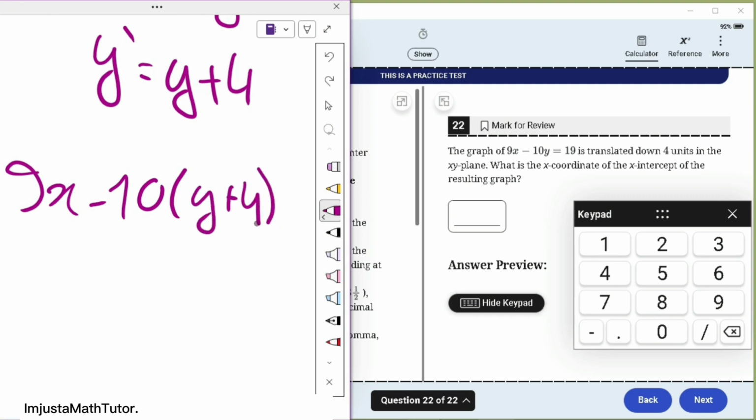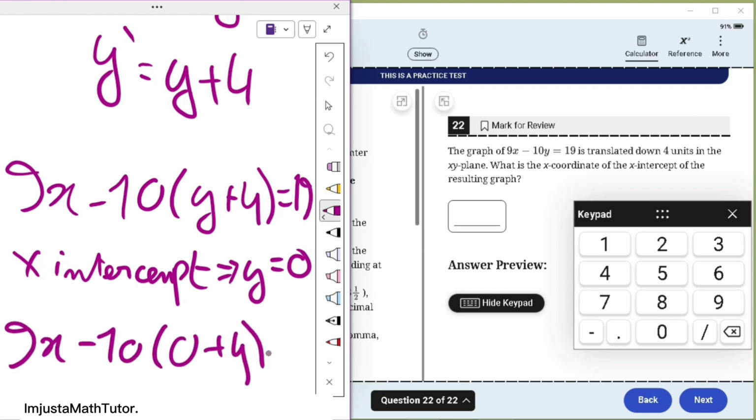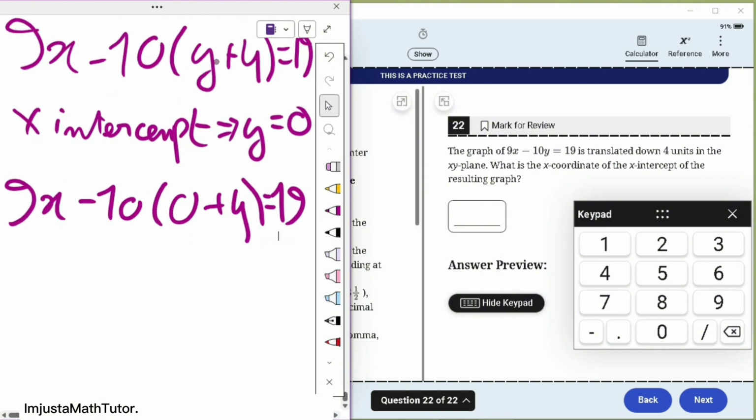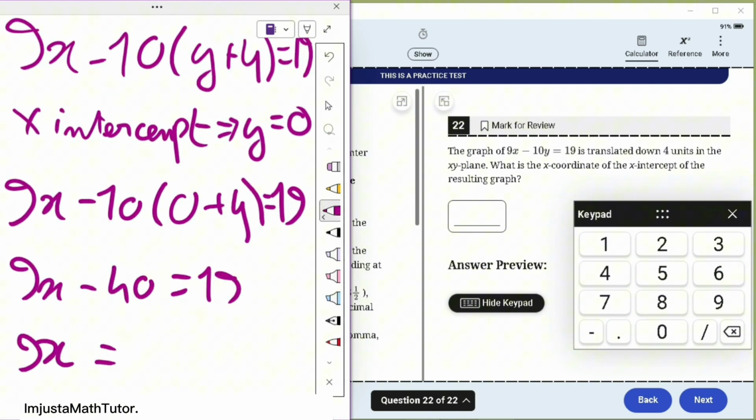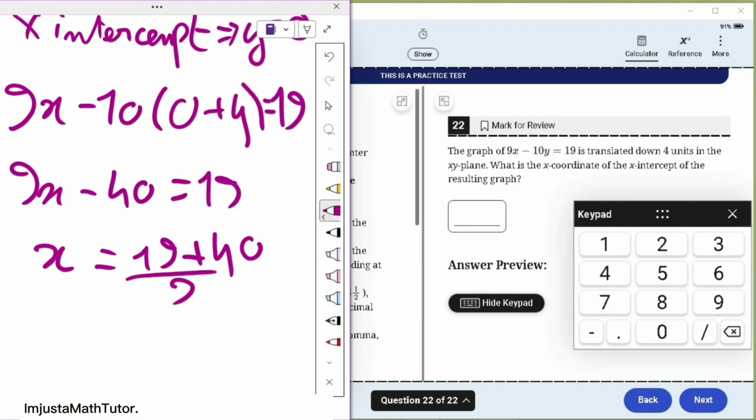Now let's add that into our equation. Minus 10y plus 4 equals 19. So the x-intercept happens when y equals 0. So let's put that into our equation, which gives us 9x minus 40 equals 19. Now we try to find x, which equals 19 plus 40. We divide both sides by 9, which gives us 59 divided by 9. Now there is no common divisor, so let's just put that here.